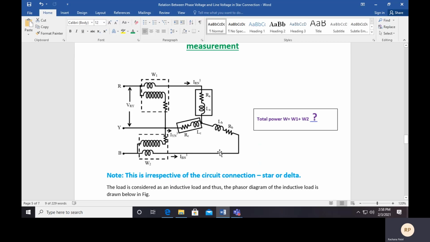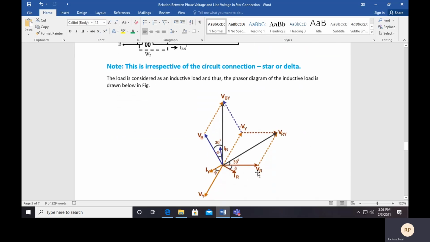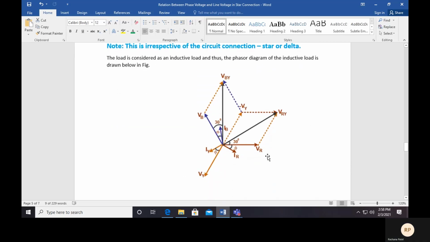Let me check what the value is through the phasor diagram. So here is IR, and this is the position for VRY. It means it is very easy to say W1 will take total phi, or we can say cos phi, as 30 plus phi. The angle between VRY and IR is 30 plus phi.